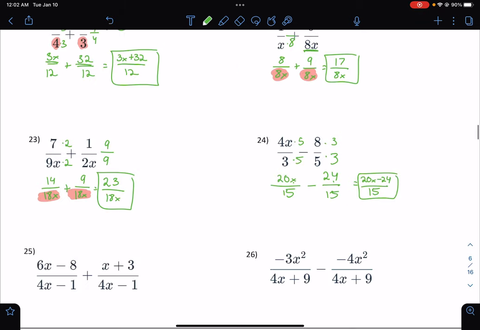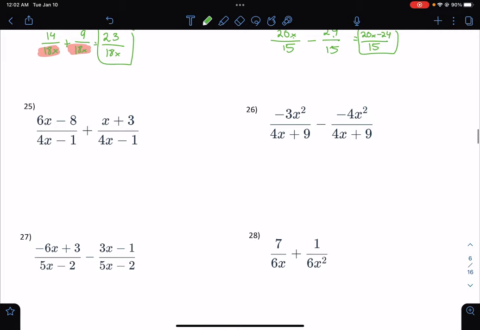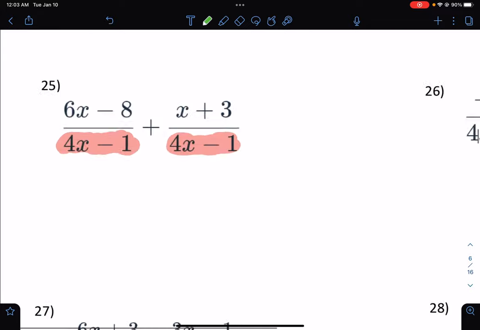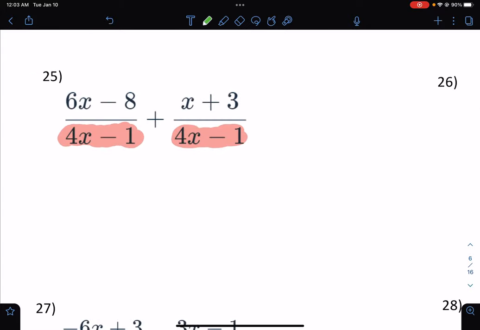All right, next one. So this one looks scary, but it's not bad. If we look, these guys already have a common denominator. Do you see that? So we don't have to multiply the top and the bottom of either fraction by anything because we've got a common denominator right off the bat. So we know that our denominator is going to be 4x minus 1. And then we're adding. So since we've already got a common denominator, we just have to add the terms on the top.